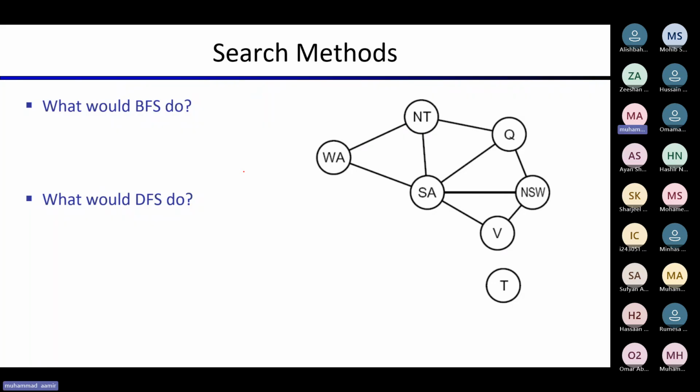And in the case of DFS, what we can do, DFS will follow the depth first path. We will assign a value to this variable first, then this variable, then this variable. Then we will go to the next depth, this variable, then this variable, then this variable.